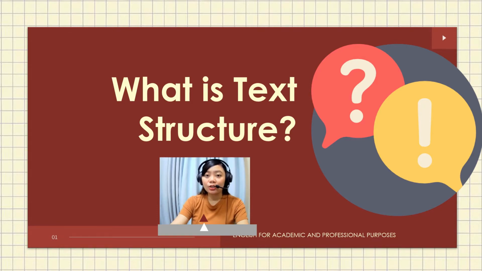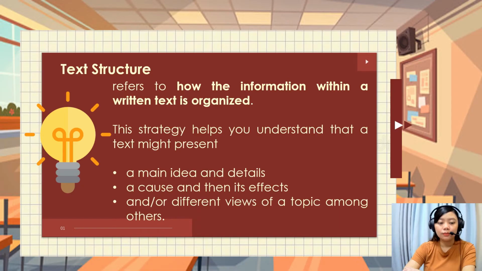So, what is text structure? Text structure refers to how the information within a written text is organized. If you will notice in your previous years in high school, you were able to identify some parts of a sentence, like a noun, a verb, or a receiver of the action. Text structures are also like that. Any written text has its form depending on the writer's purpose and the writer's choice of structure.